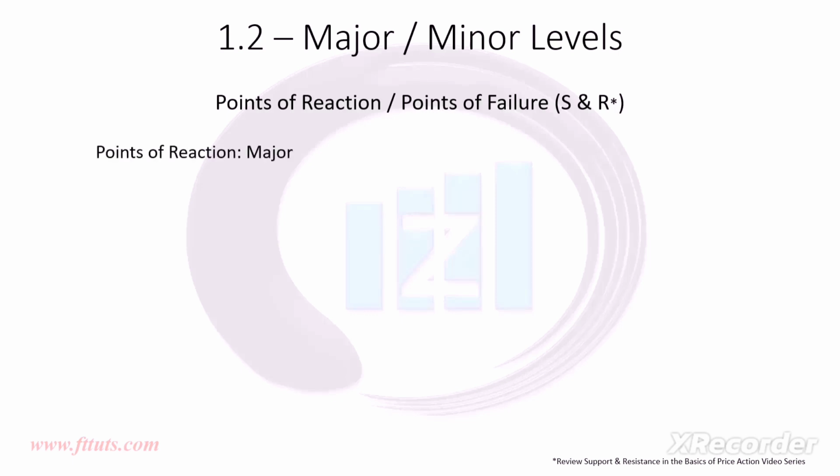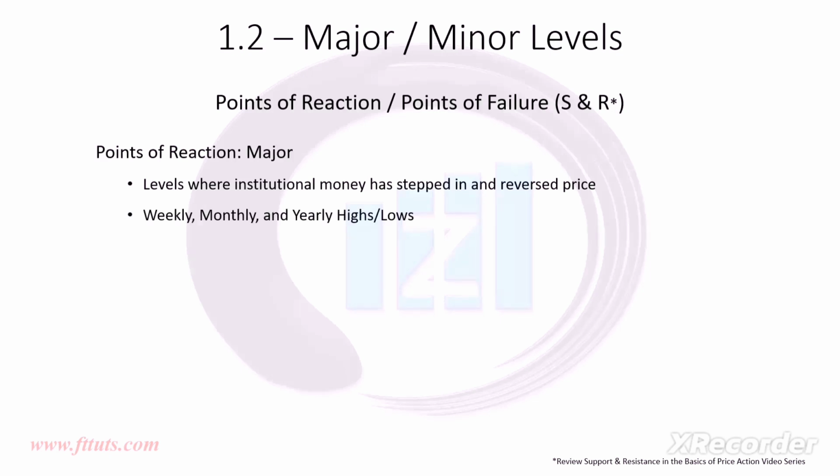So we have two types of levels when we talk about support and resistance. We have our points of reaction. These are our major levels. Okay, we're talking about levels where institutional money has stepped in and reversed price. These are our big moves. Okay, these are our daily, our weekly, our monthly, and even our yearly highs and our lows. And when you pull back on a chart, and we'll do that in just a minute, when you pull out and look at a chart on like a yearly time frame, it's very easy to spot the institutional moves. Where are the banks moving money?